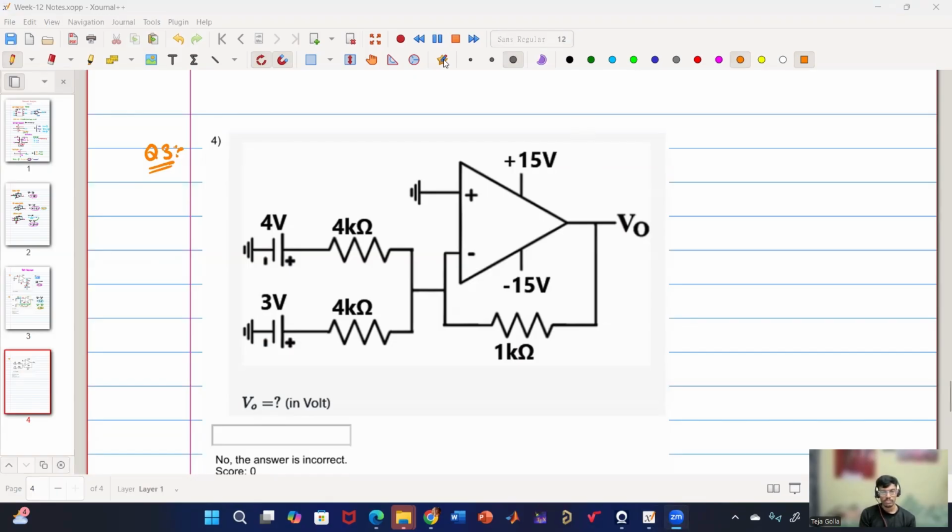Avinash, Yanendra, Parvata, Shamita, Nandini, how to proceed? Okay, so someone mentions V not equal to minus 1.7, right? But let us go step by step. So how did you solve? Yanendra?